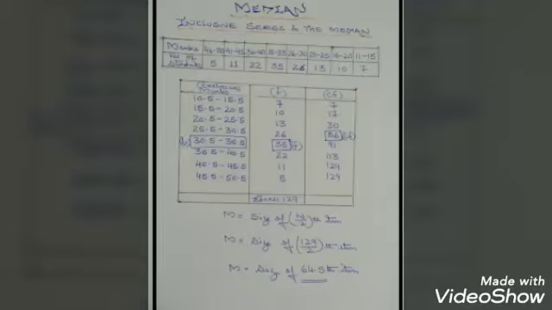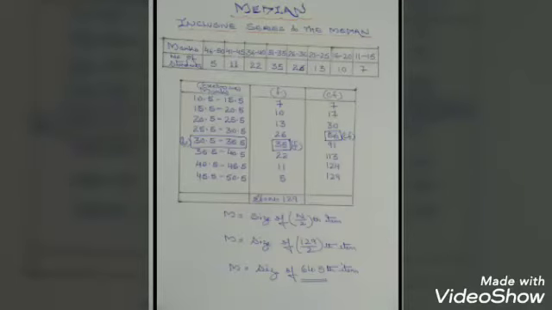The data given here is marks, given as 46 to 50, 41 to 45, 36 to 40, 31 to 35, 26 to 30, 21 to 25, 16 to 20, 11 to 15. And for the number of students, for 46 to 50 we have 5, 41 to 45 we have 11, then 22, then 35, then 26, then 13, then 10, and for 11 to 15 we have 7.